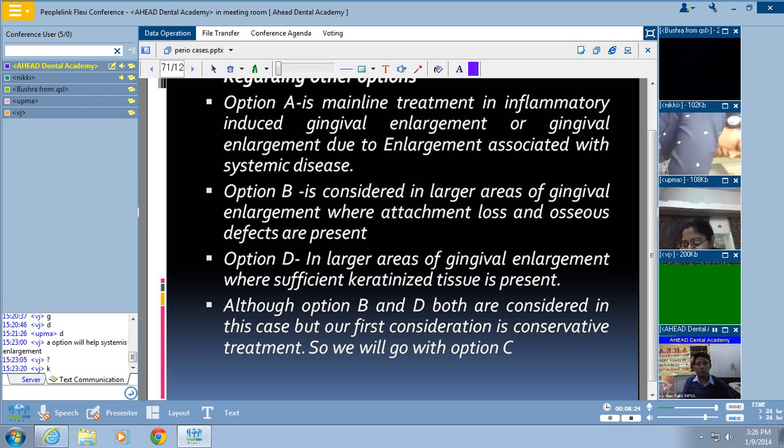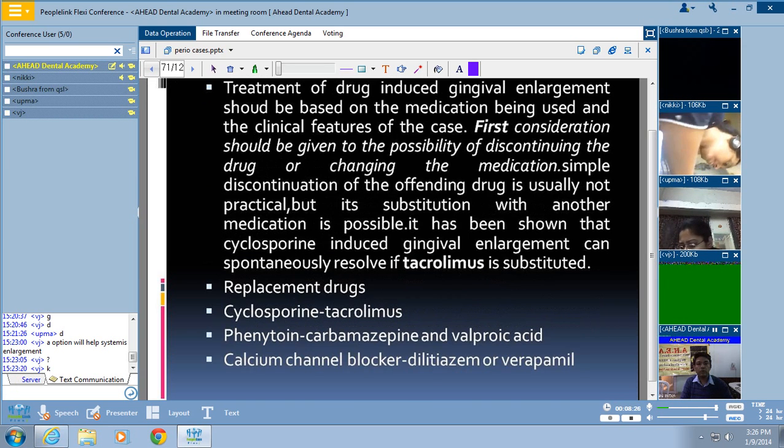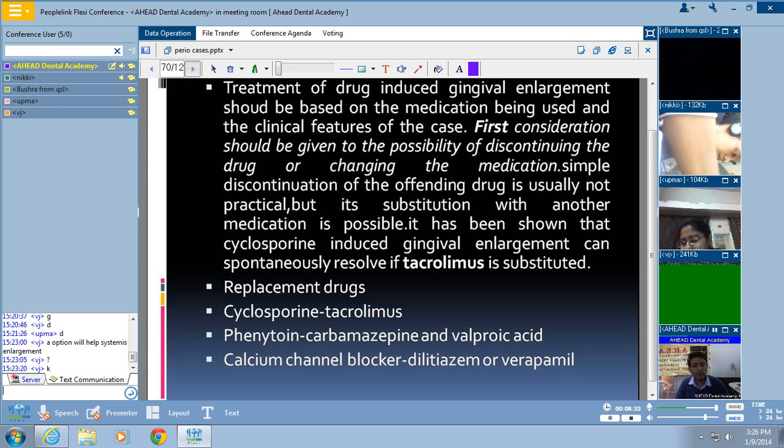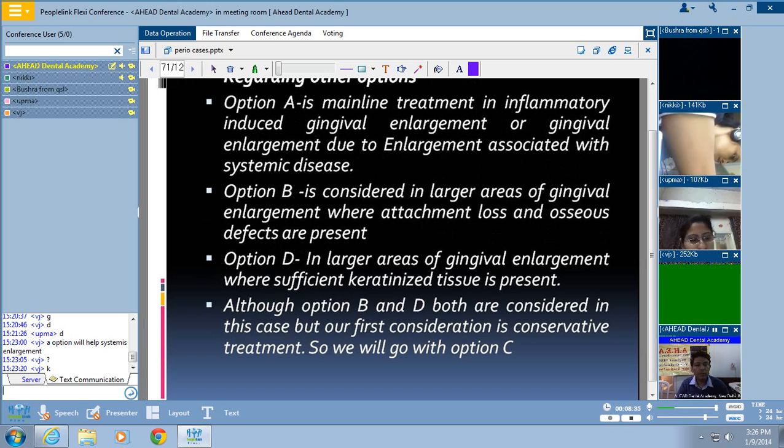So what was option C? Option D was gingivectomy. When you have a sufficient amount of attached gingiva, it's possible to do a gingivectomy. Otherwise, you land up in the mucogingival line, which is not a good idea. Although options B and D are both considered in this case, our first consideration is conservative treatment, so we will go with option C.